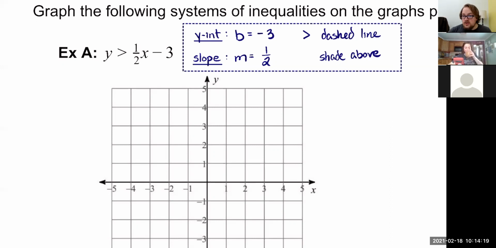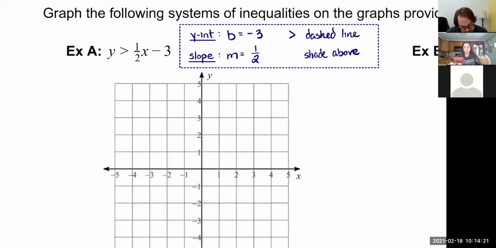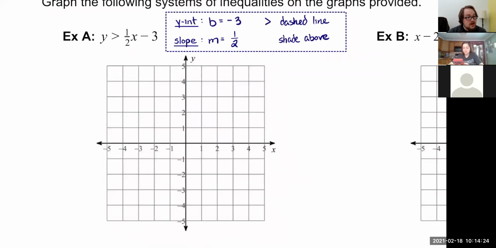So jumping to my coordinate plane, starting with the y-intercept, we're going to find the y-intercept at -3, and that's going to be our first point. From there, my slope is going to help me find some additional points. So again, thinking of slope as rise over run, I'm going to, from the y-intercept, travel up 1. So rise 1 and run 2 units.